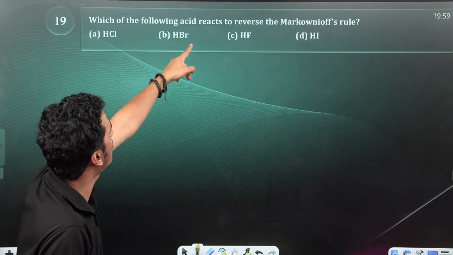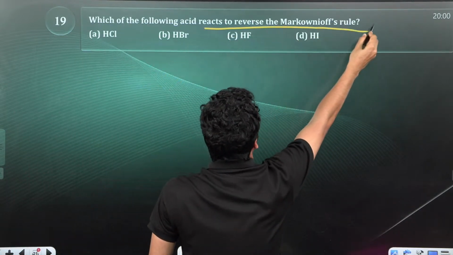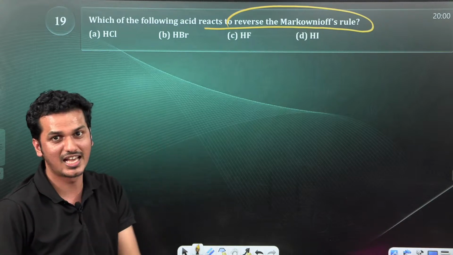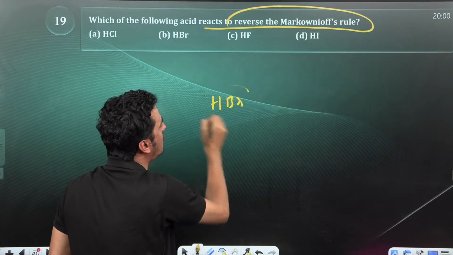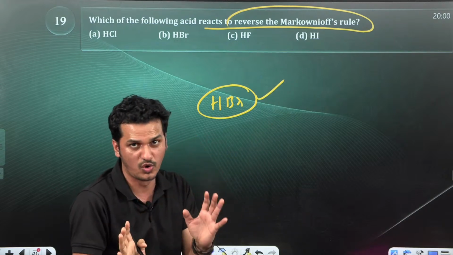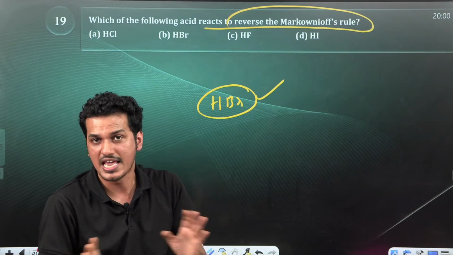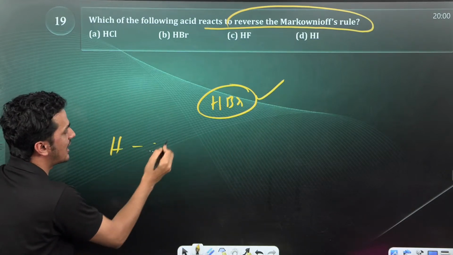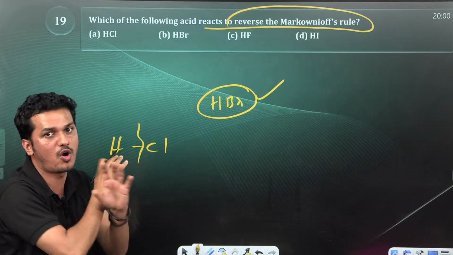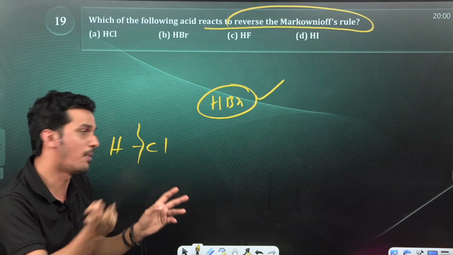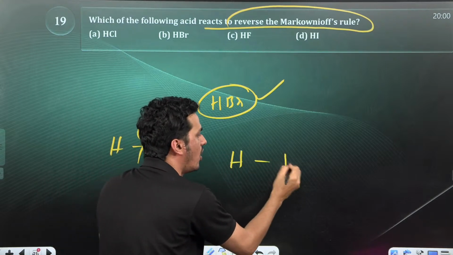19th question. Which of the following acids reacts contrary to Markovnikov's rule? That idea you have to remember. Only HBr can give the anti-Markovnikov rule. HCl cannot give it, because in the presence of peroxide, the HCl bond cannot break homolytically. But the HI bond will break homolytically.